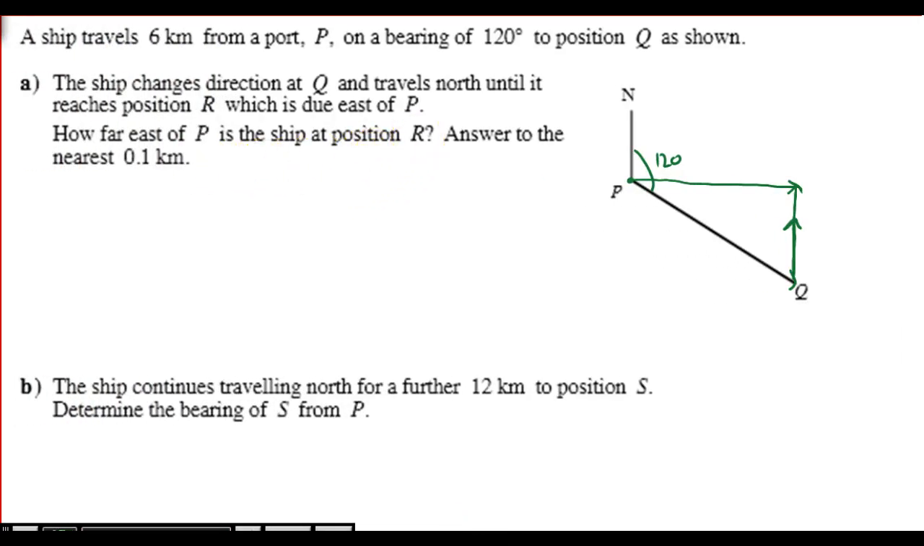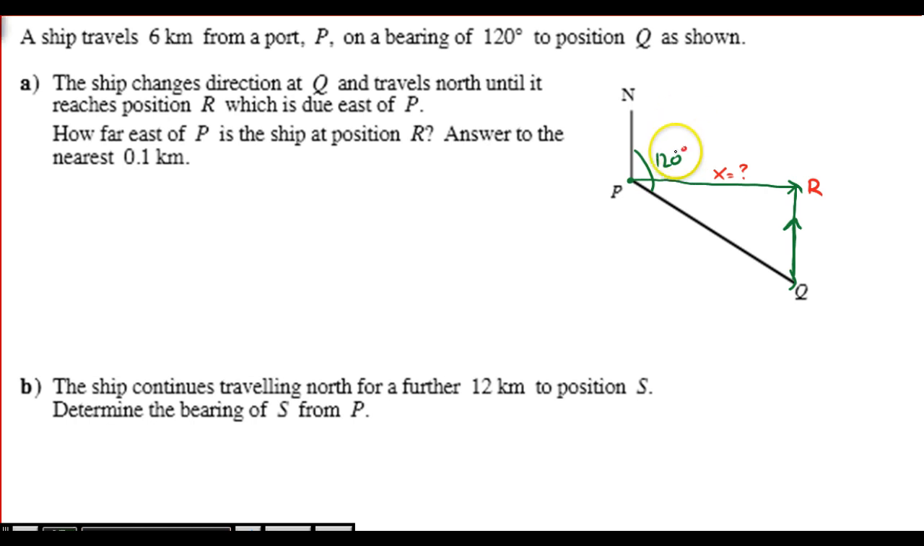How far east of P is the ship at position R? So what are we looking for? Let's first of all give this guy a big R here. How far is the position R from P? We're looking for this distance here. X equals, that's what we're trying to find out. So that's the distance there. Answer to the nearest tenth of a kilometer.